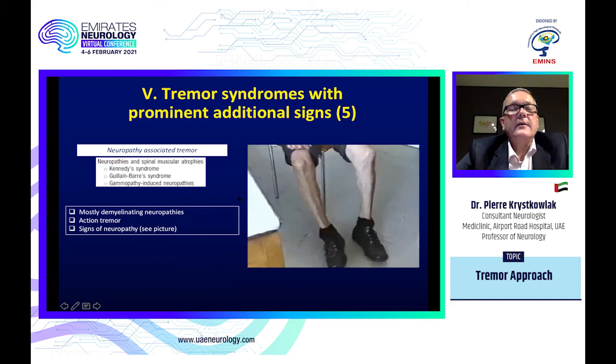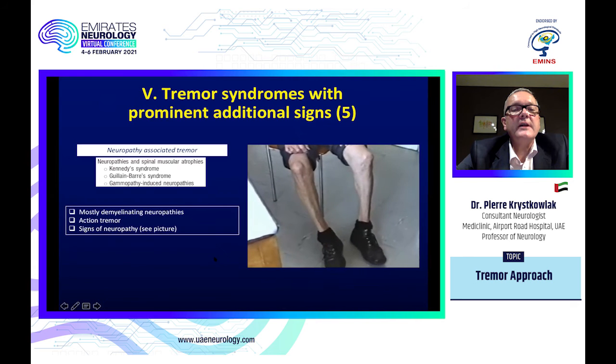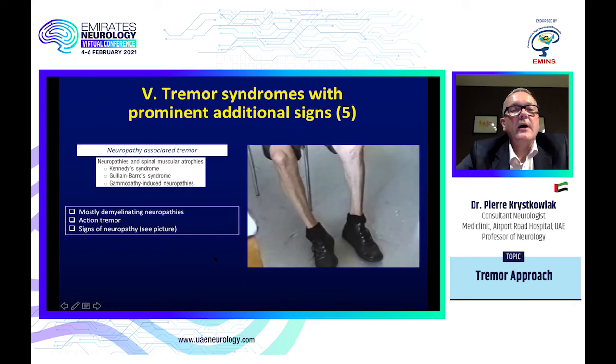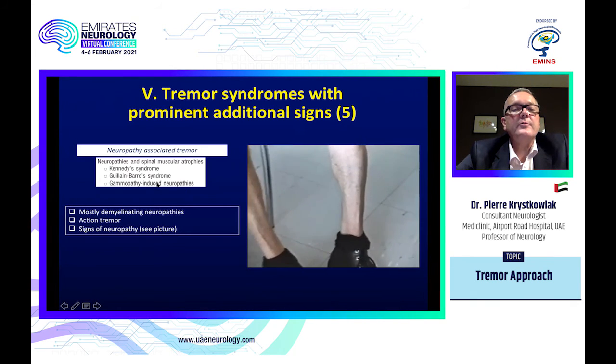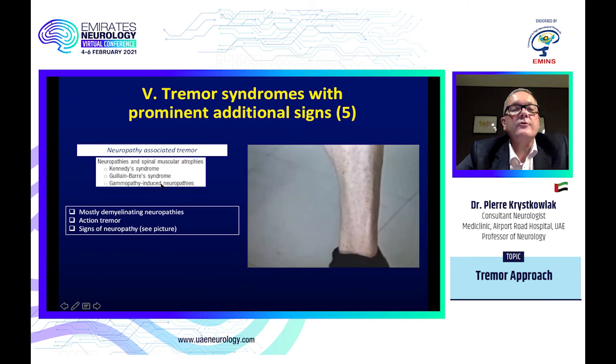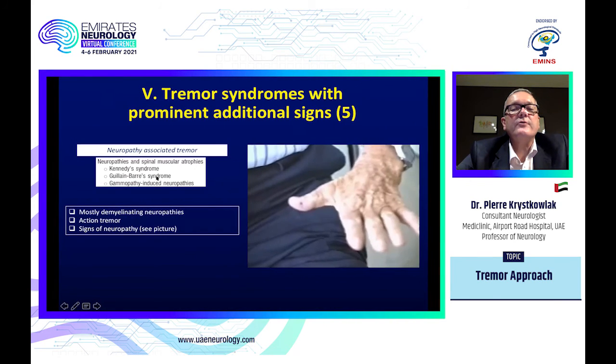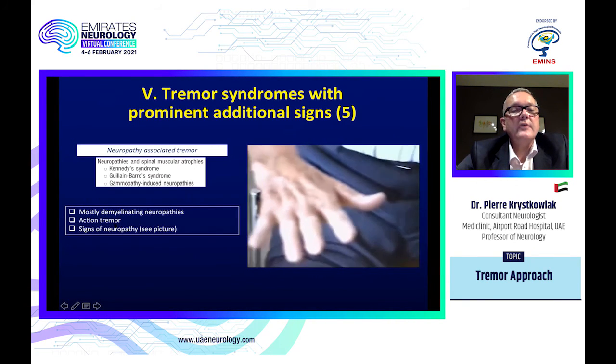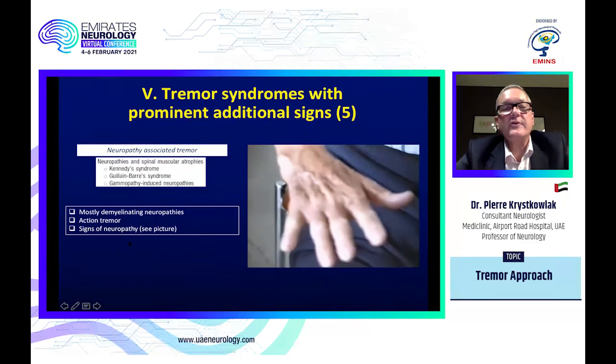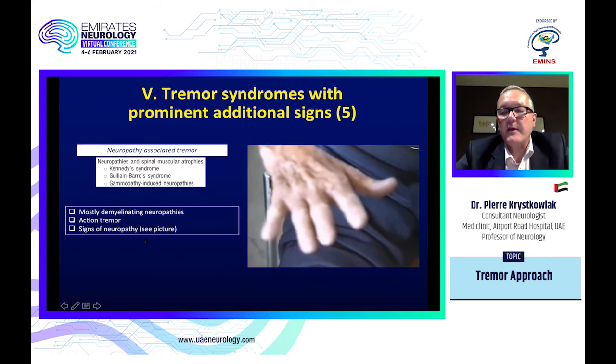And finally, in this category of tremor syndromes with prominent additional signs, we can also find neuropathy-associated tremor. You observe this kind of tremor mostly with demyelinating neuropathies. You can observe it specifically in gammopathy-induced neuropathies, but also in the phase of recovery of Guillain-Barré syndrome. It's an action tremor, and you have, of course, signs of neuropathy.